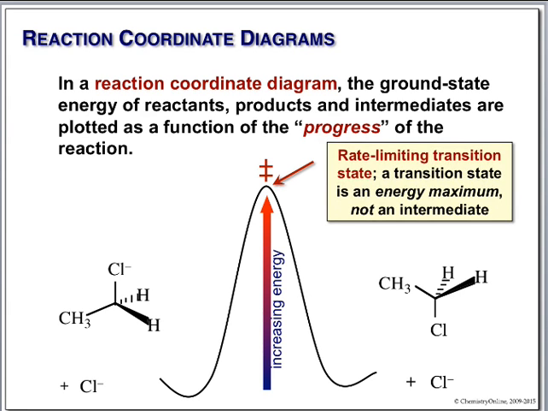When you have a multi-step reaction, as we'll see in the next chapter, the highest energy transition state is called the rate limiting step. As it takes the most energy to get up over the hill, then other stuff can happen. So this is what's known as a simple reaction coordinate diagram.